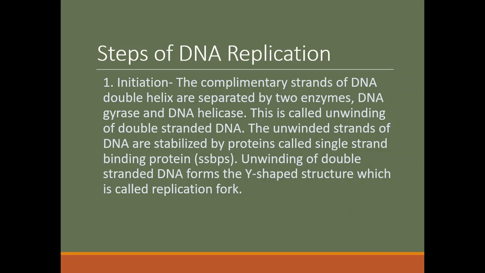Now what are the steps of DNA replication? First is initiation. The complementary strands of DNA double helix are separated by two enzymes, DNA gyrase and DNA helicases. This is called unwinding of double-stranded DNA. The unwound strands of DNA are stabilized by proteins called single-strand binding proteins. Unwinding of double-stranded DNA forms a Y-shaped structure which is called replication fork.